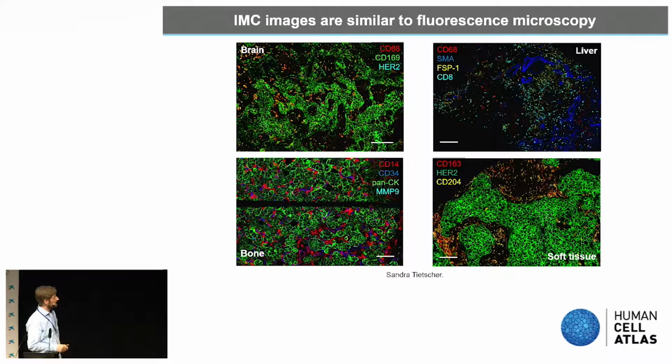And the same is true if you look at tissues. So this was a proof of concept measurement of distant metastasis in breast cancer, and especially here, we look at bone, where often with fluorescence you couldn't image because it's simply not transparent. We can still do this analysis with imaging mass cytometry.